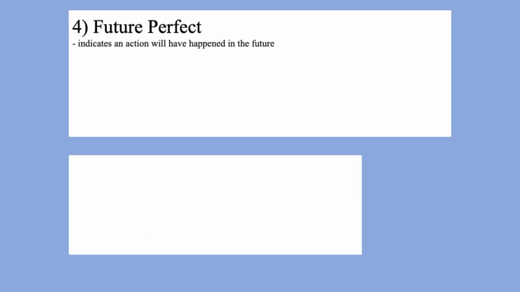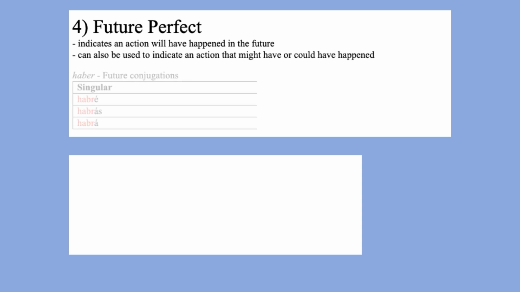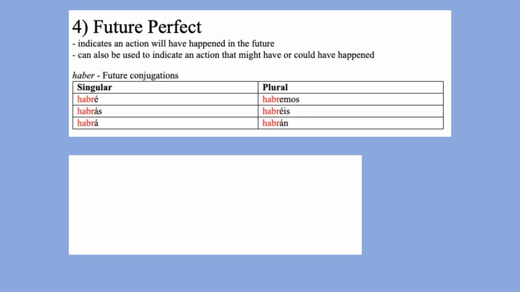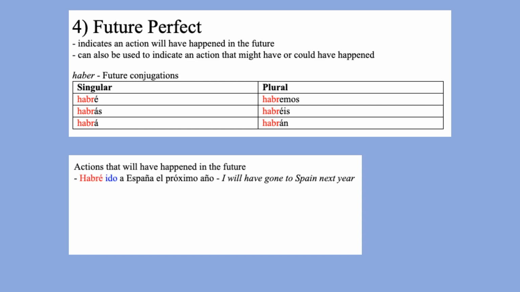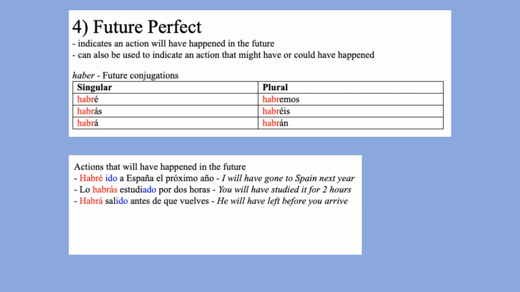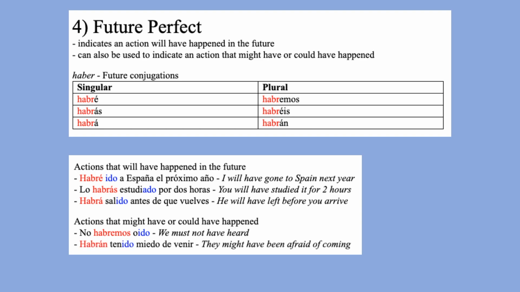The future perfect indicates an action will have happened, and it can also be used to indicate an action that might have or could have happened. Habré ido a España el próximo año. Lo habrás estudiado por 2 horas. Habrás salido antes de que vuelves. No habremos oído. Habrán tenido miedo de venir.